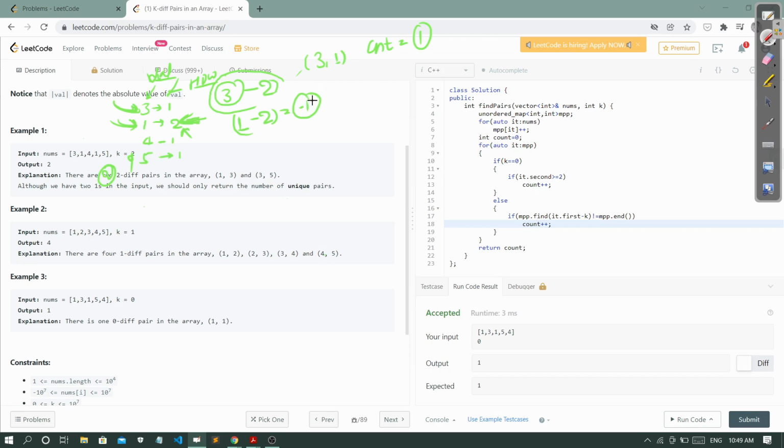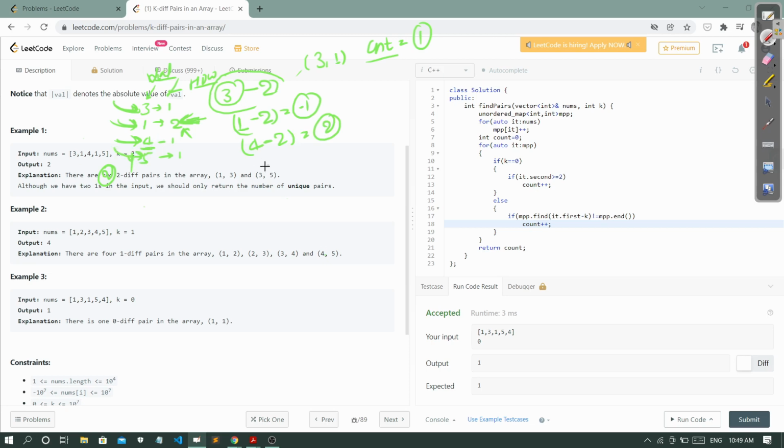So there is nothing to do, we simply increase the pointer. So now we are at 4. So check whether 4 minus 2 is equal to 2, and whether 2 exists in the map or not. So no, it does not exist. So leave it.